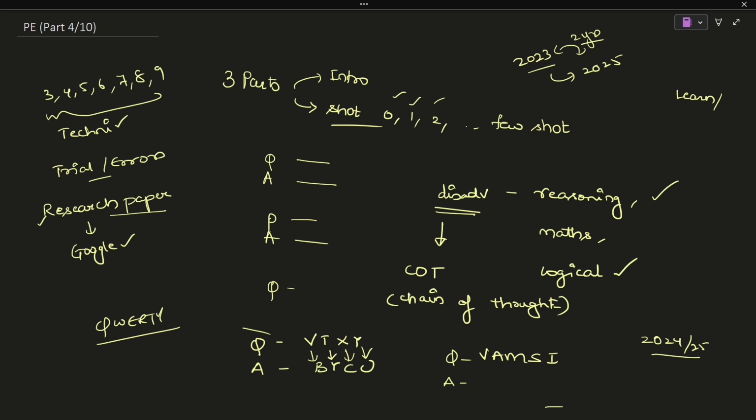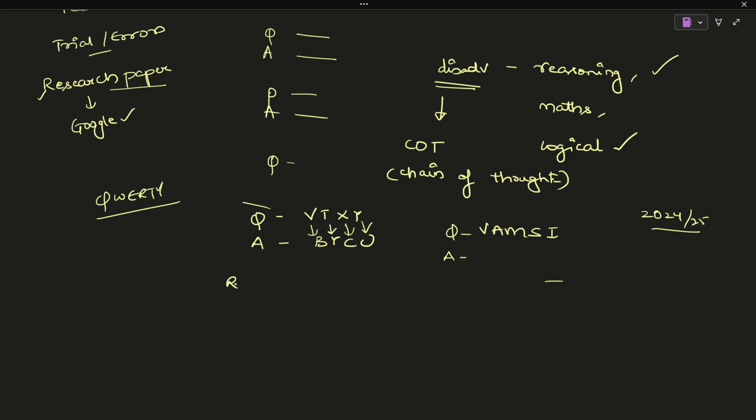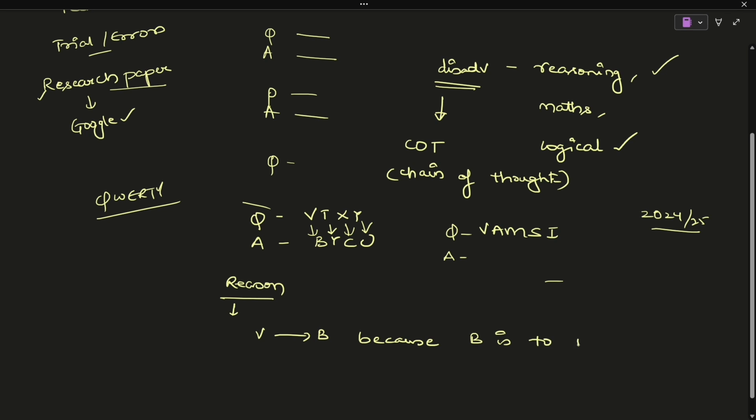So what we do is, along with the question and answer, we also explain the reason, or we also explain the thought process that a human goes through to actually answer this. So basically, when I told you, for V we got B, I told you that for V we got B because B is to the right of V on a QWERTY keyboard.